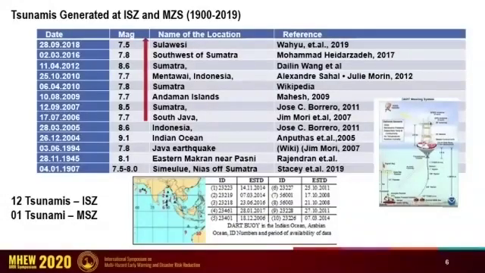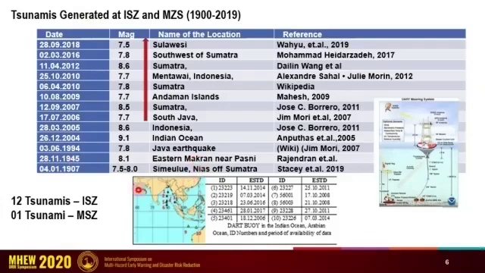So analysis of past tsunamis is the major part of this study. From the literature survey, it was found that there were 13 tsunamis generated in the Indian Ocean. 12 were from the Indonesian subduction zone, and the one in 1945 was generated over the Makran subduction zone.